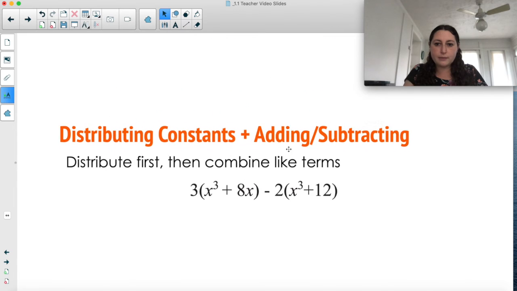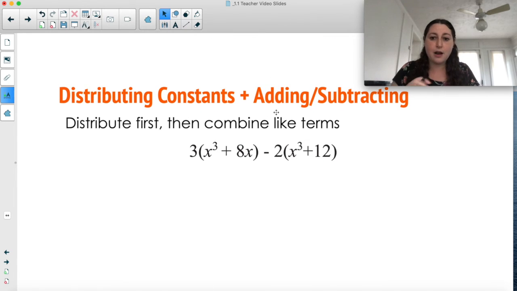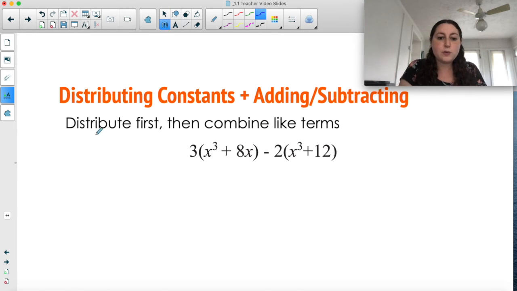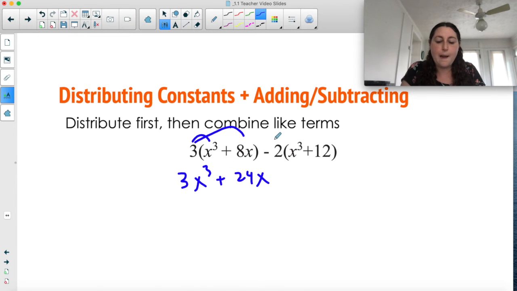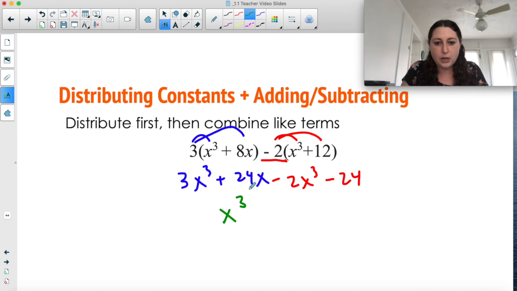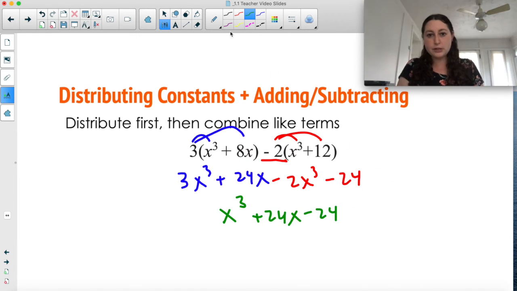And next we're going to look at what happens when you're combining the concept of distributing with a coefficient and adding and subtracting. So for this one, you just want to distribute first and then combine like terms. So I'm going to distribute the 3 to both terms. That gives me 3x cubed plus 24x. I'm going to distribute the whole -2 to both terms. So that's negative 2x cubed minus 24. Okay, combine like terms. I have a 3x cubed and a negative 2x cubed. 3 minus 2 is 1, so that's just x cubed. Again, the 1 is invisible. Plus 24x minus 24. Just like that. So distribute first, then combine like terms.